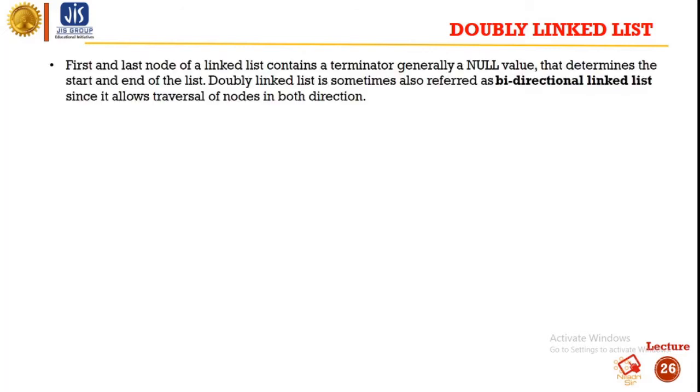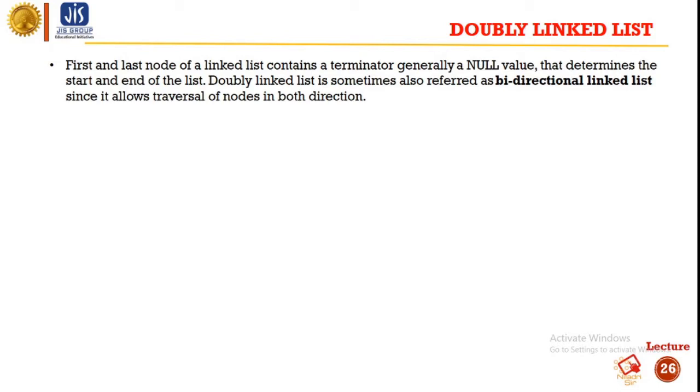The first and last node of a linked list basically contain a terminator, generally a null value. In a single linked list, only the last node contains the null, as it defines that there is no node after that. But in case of a doubly linked list, as it also links the previous node, the previous part of the first node also holds the null value, which determines the start and the end of the list.